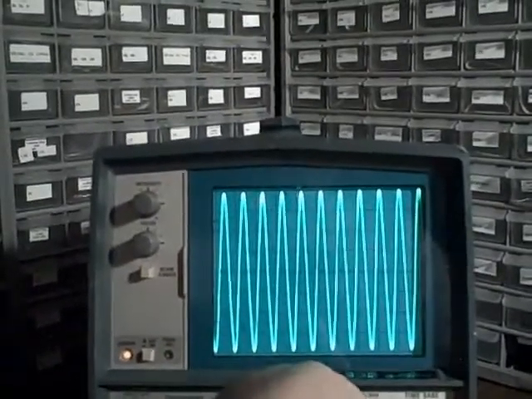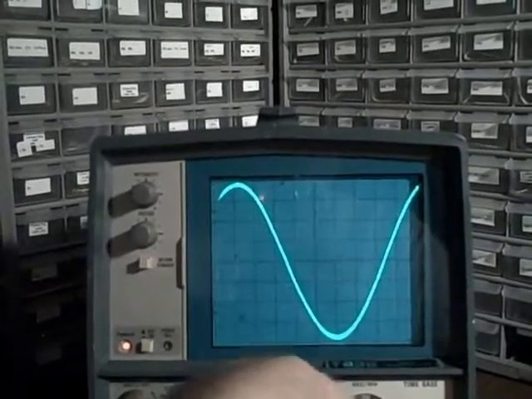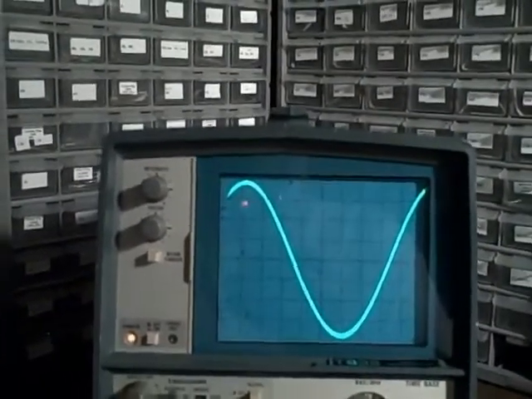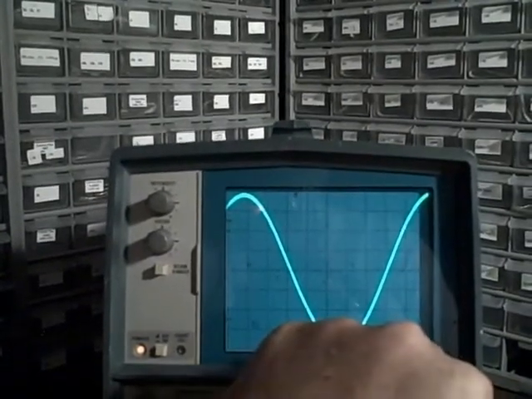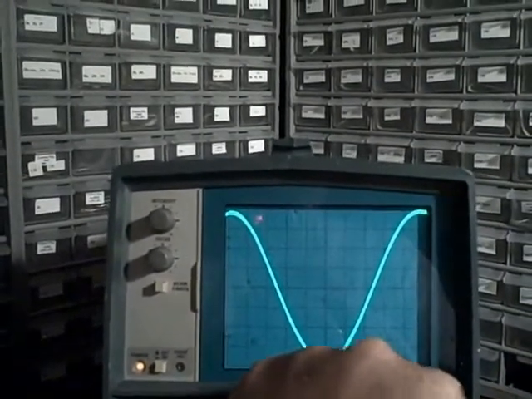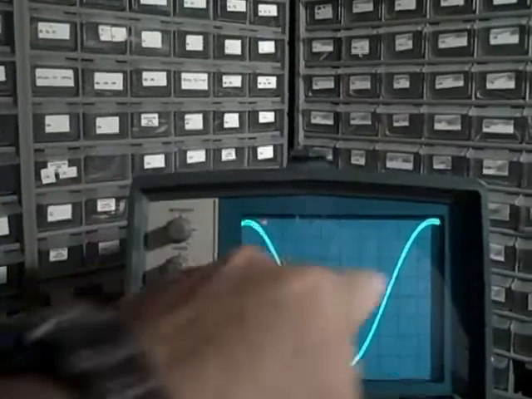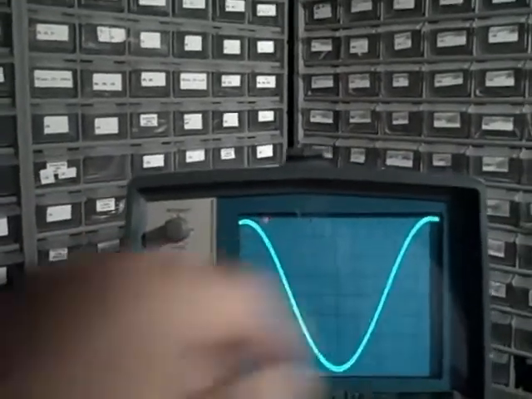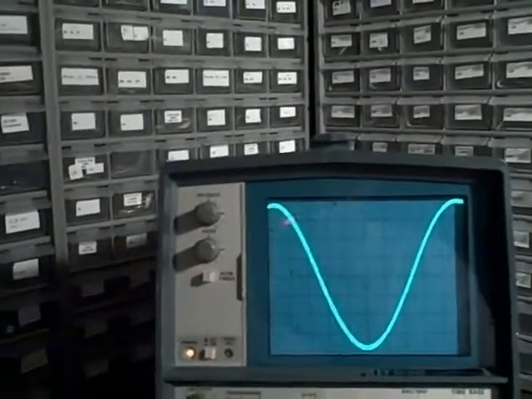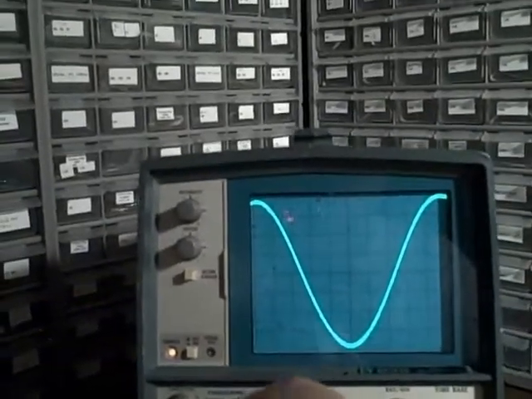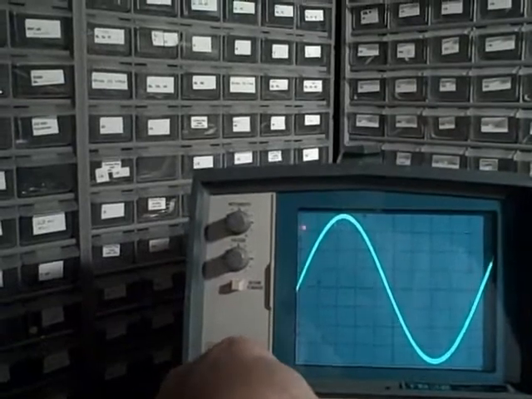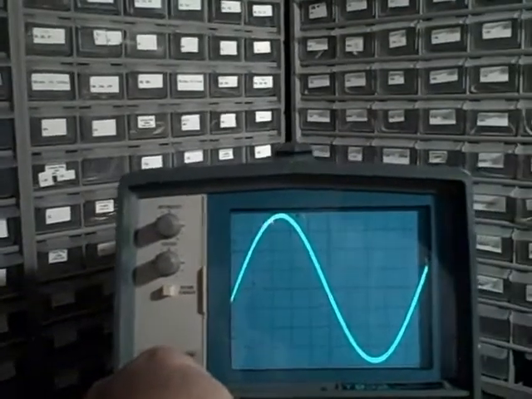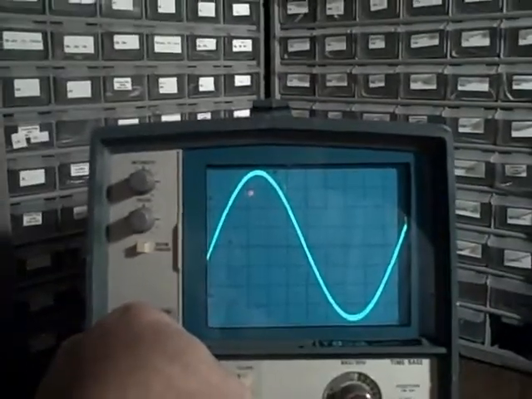We are right now in 1 microsecond per division. If we go to 0.1 microsecond per division, then we see 1 full cycle in the 10 divisions, which is what we'd expect. And if I was to change the level here, there we go, you can see it's 1 full cycle in 10.